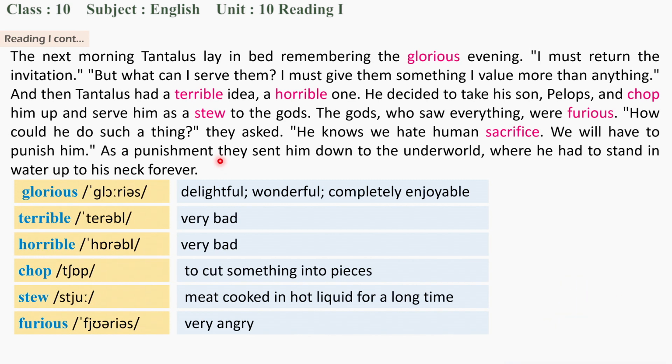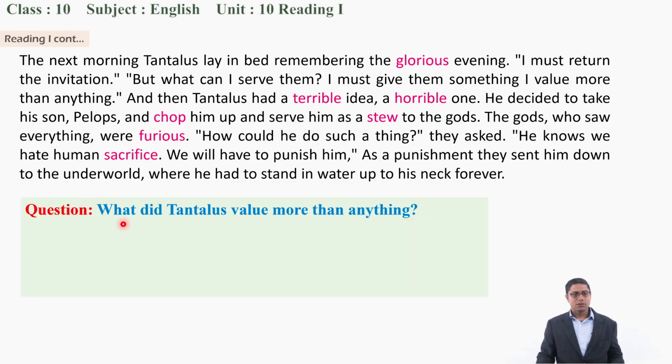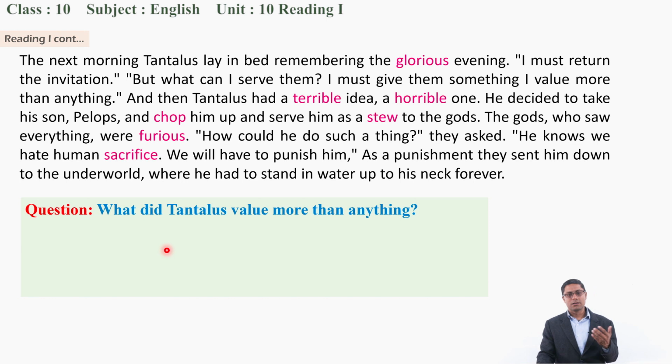Okay, students, after this discussion, I have some questions for you. The question is, what did Tantalus value more than anything? Because in the text we discussed that Tantalus said, I must give them something I value more than anything. So what's that valuable thing? So you do have some options also.